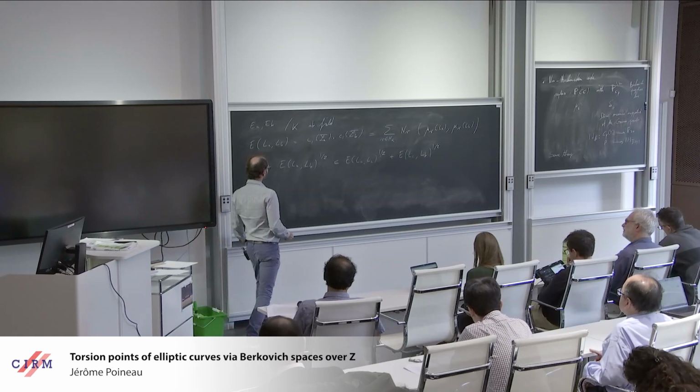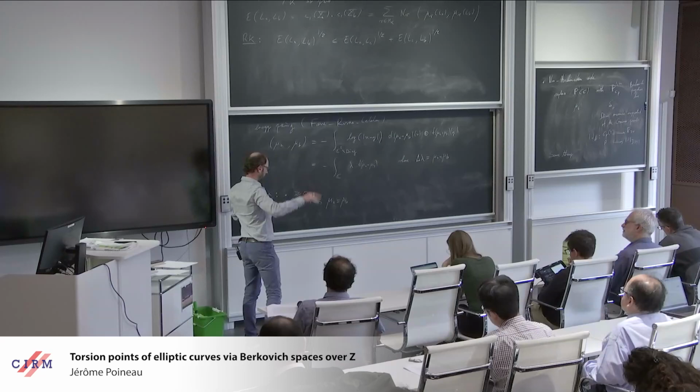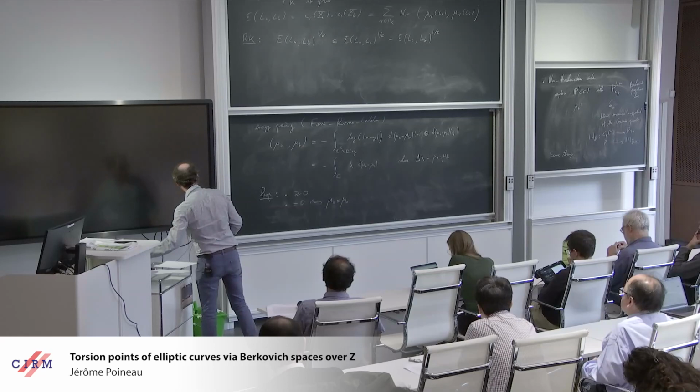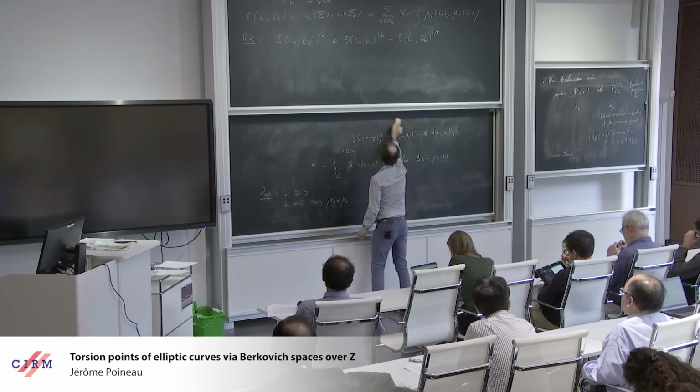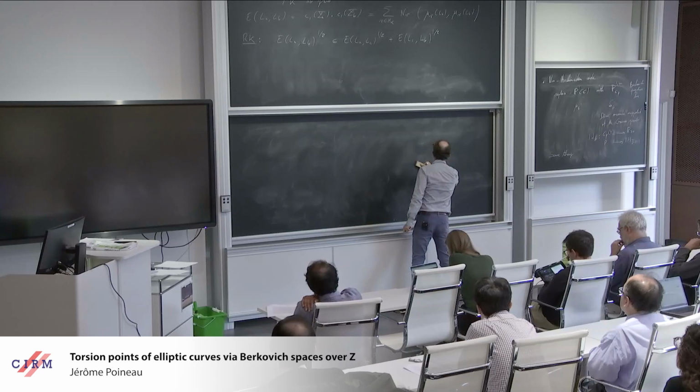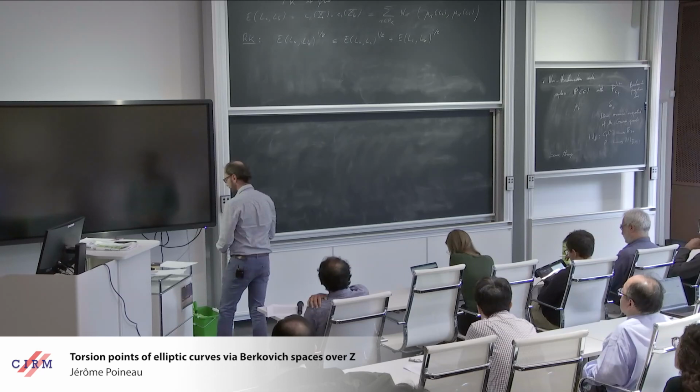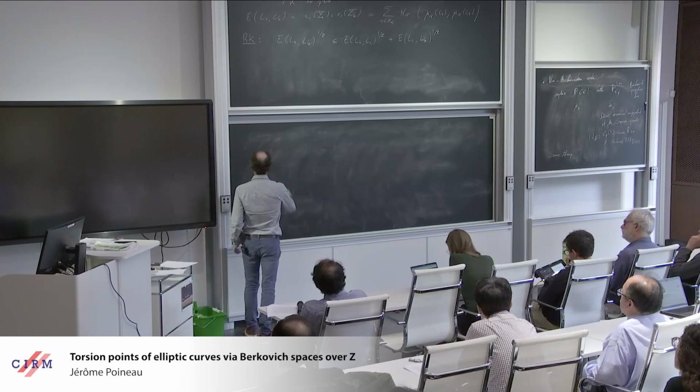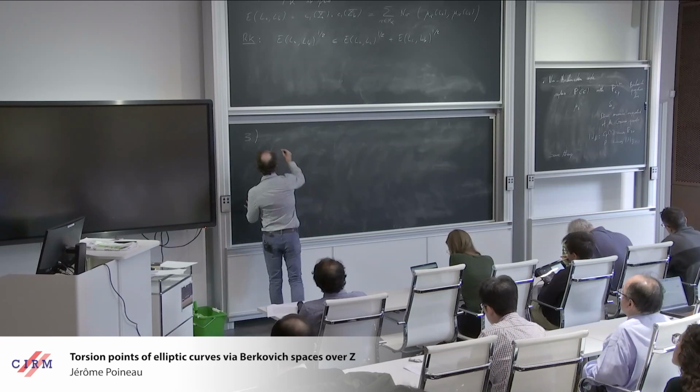Okay. And right. So now I've explained, I started with my global picture, and showed you the local factors. But doing so, I'm somehow missing the link with the fact that these dynamical systems are really something global at the beginning, and I would like to put together all those local factors. And I claim there is a nice way to do this, which is by going through some global analytic object, which goes under the name of Berkovich spaces over the integers. Okay.